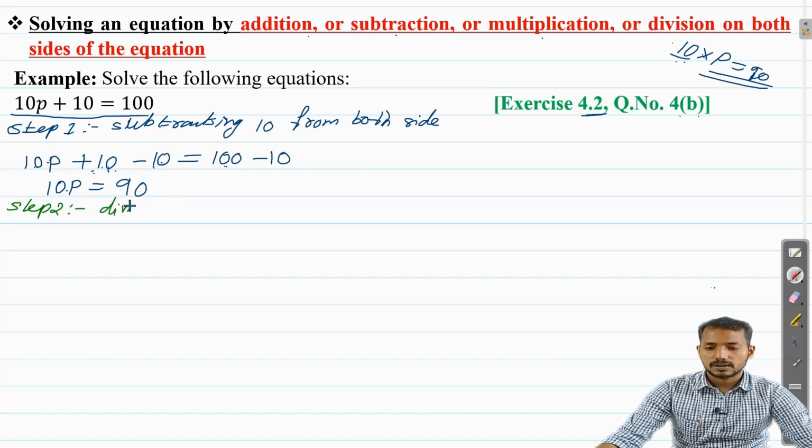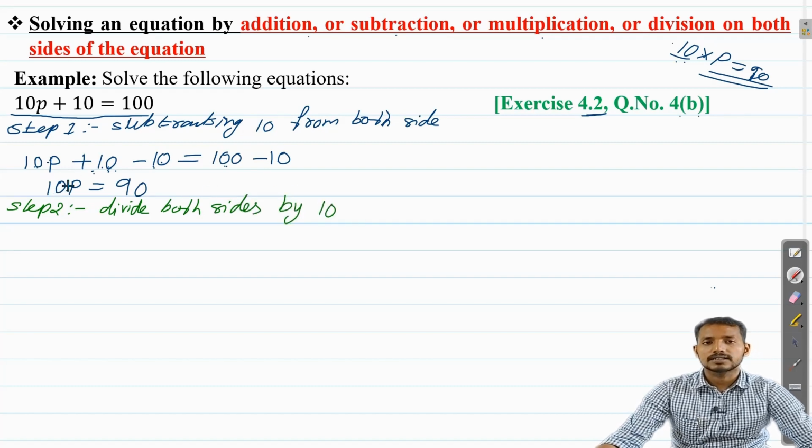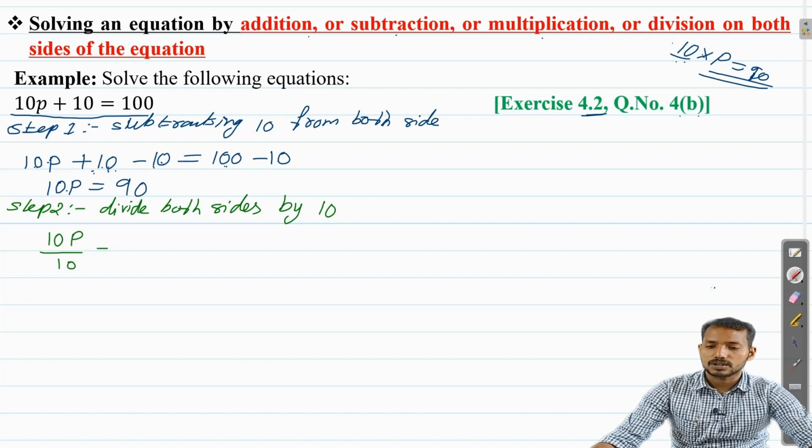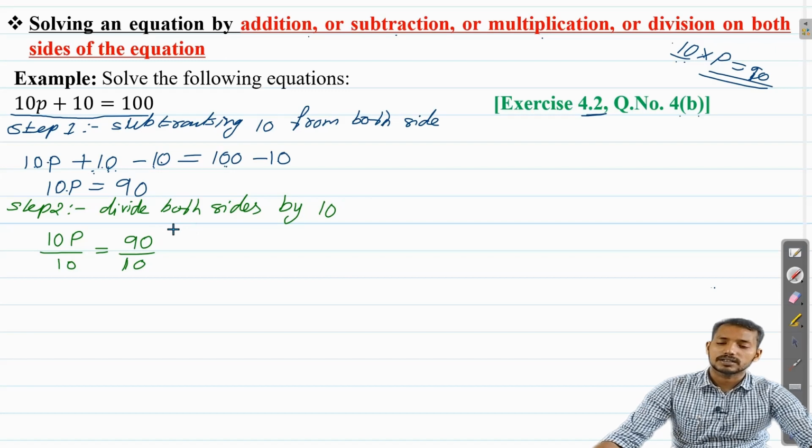Divide both sides by 10, because here 10 should be eliminated. What will we get? 10p divided by 10, which is equal to 90 divided by 10. Both sides should be divided.